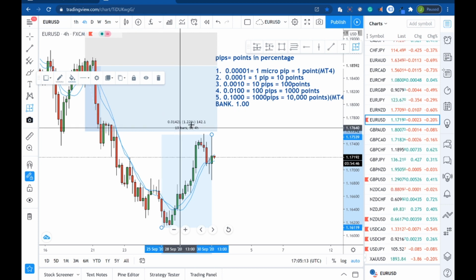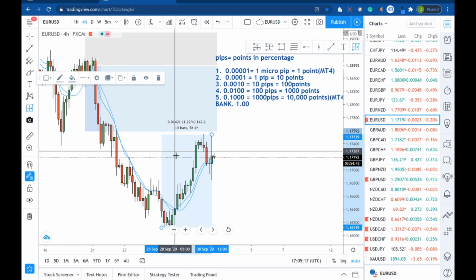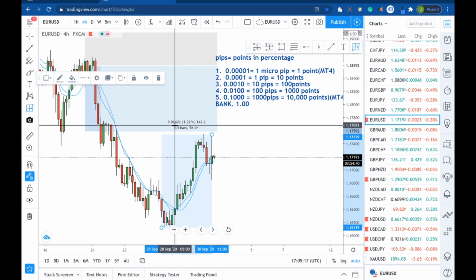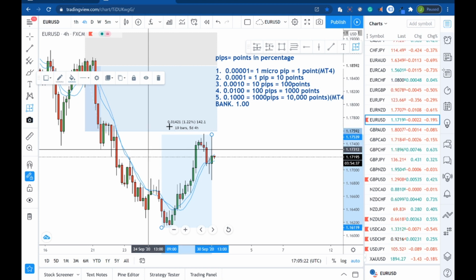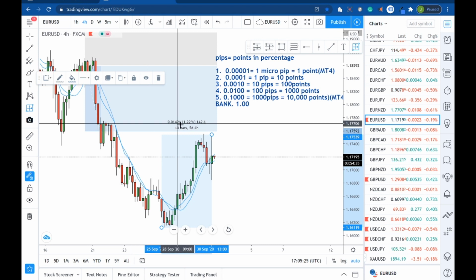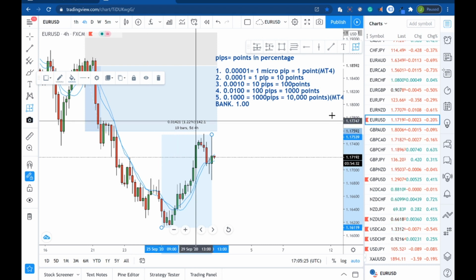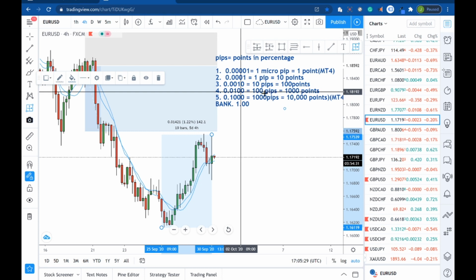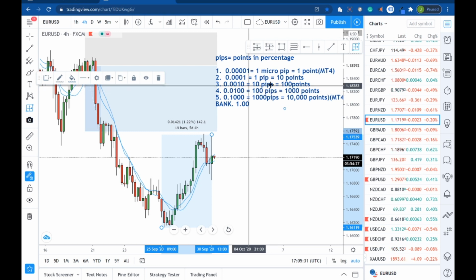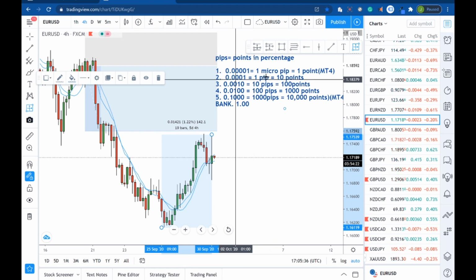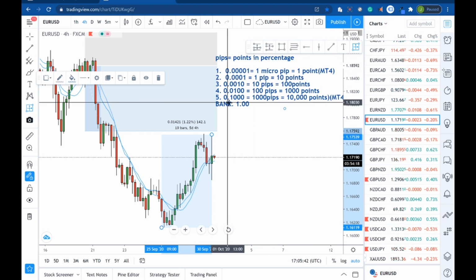It went up 1.22%, and our pip difference is 0.01421, so 142 pips, 0.1. If we look at this here, we've got 100 pips, and we've got 4 of these 10 pips, and then we also have one of the 1 pip and a micro pip. So these are how you look at your calculations.